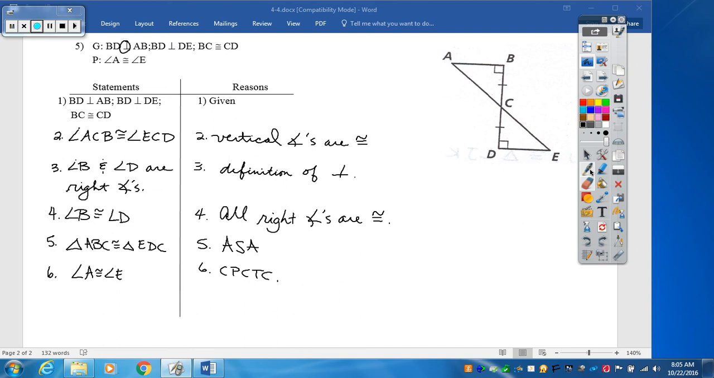Here's another possibility. After you've stated the vertical angles and the fact that these two angles would be congruent, like we did here, so that step there, and that step there, technically you could jump right to the fact that angle A is congruent to angle E, because if two angles from two triangles are congruent, then the third angles are congruent. So again, be creative with these.